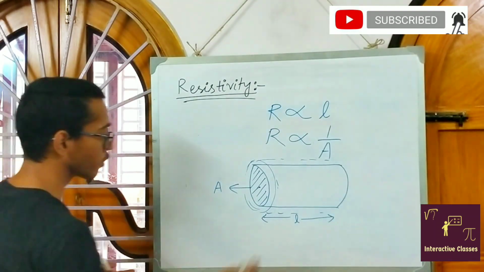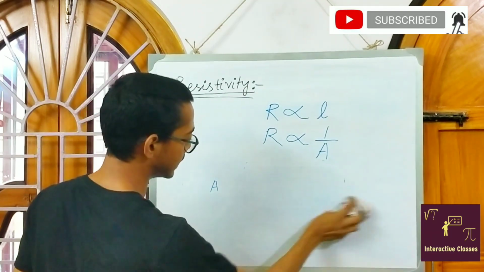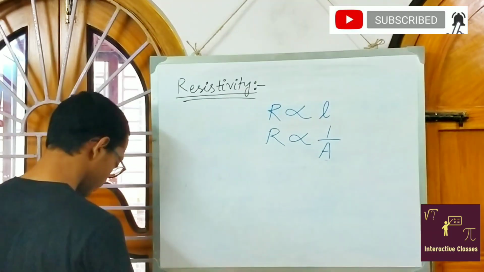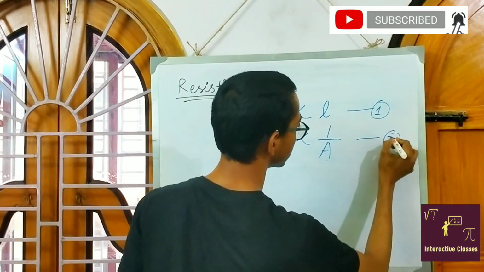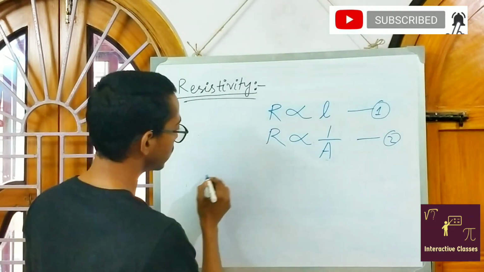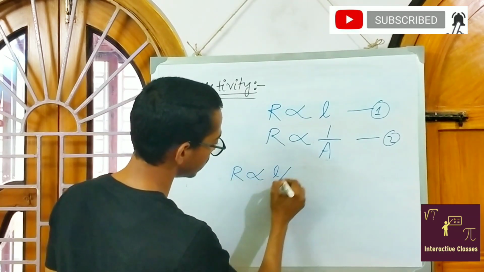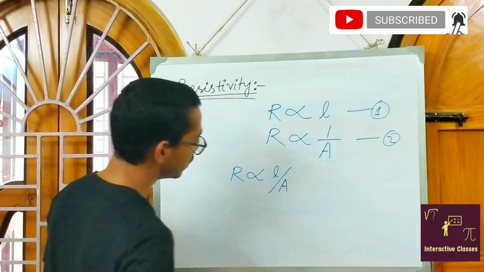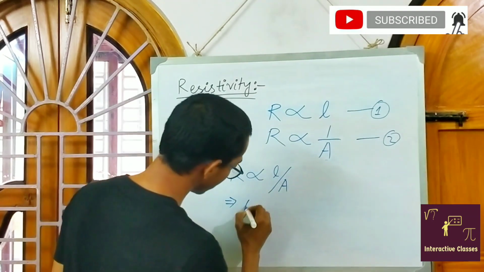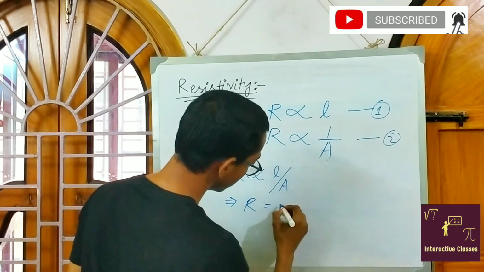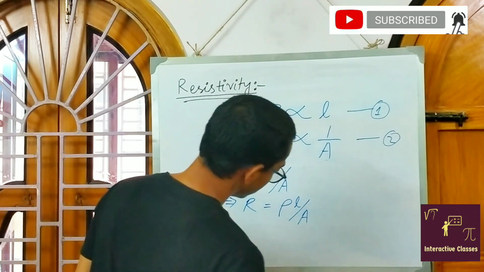If we combine these two relations, 1 and 2, we get R proportional to L by A. Combining these two we get this. Now let's remove the proportionality sign. We get R equals rho L by A.